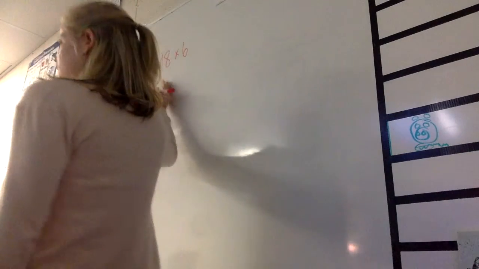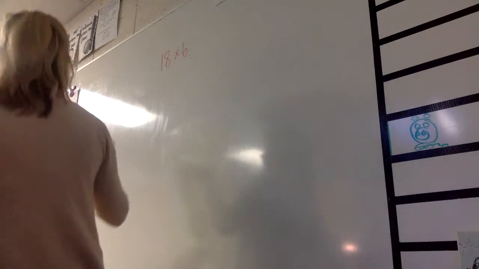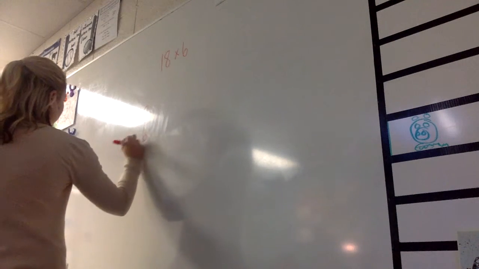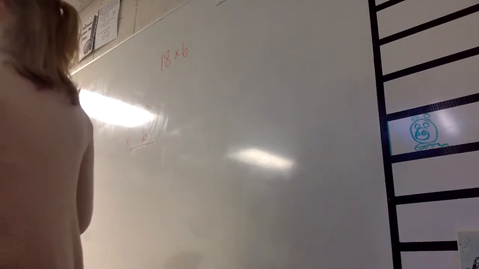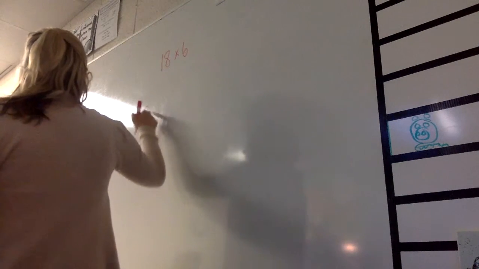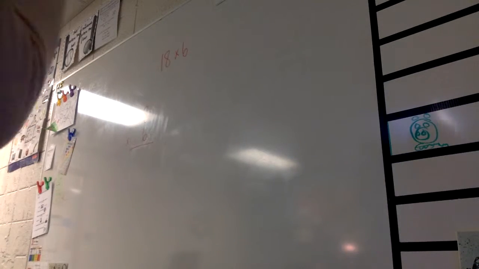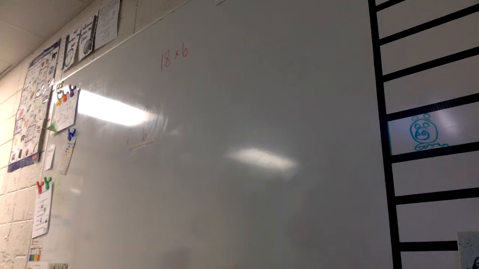So there's a few different ways that I can find 18 times 6. The first way that I can do it is I can multiply the ones. So what is 6 times 8? Well, if I don't know it off the top of my head, I can use my multiplication times table. Eliana, can you find 8 times 6 on my multiplication times table?